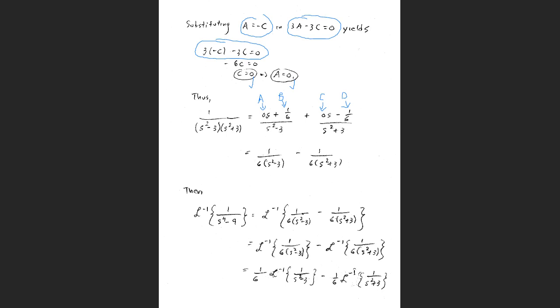So I could write the fraction 1 over s squared minus 3 times s squared plus 3 as the difference of these two fractions: 1 over 6 times s squared minus 3, minus 1 over 6 times s squared plus 3. And this allows us now to proceed forward with finding the inverse Laplace transform.